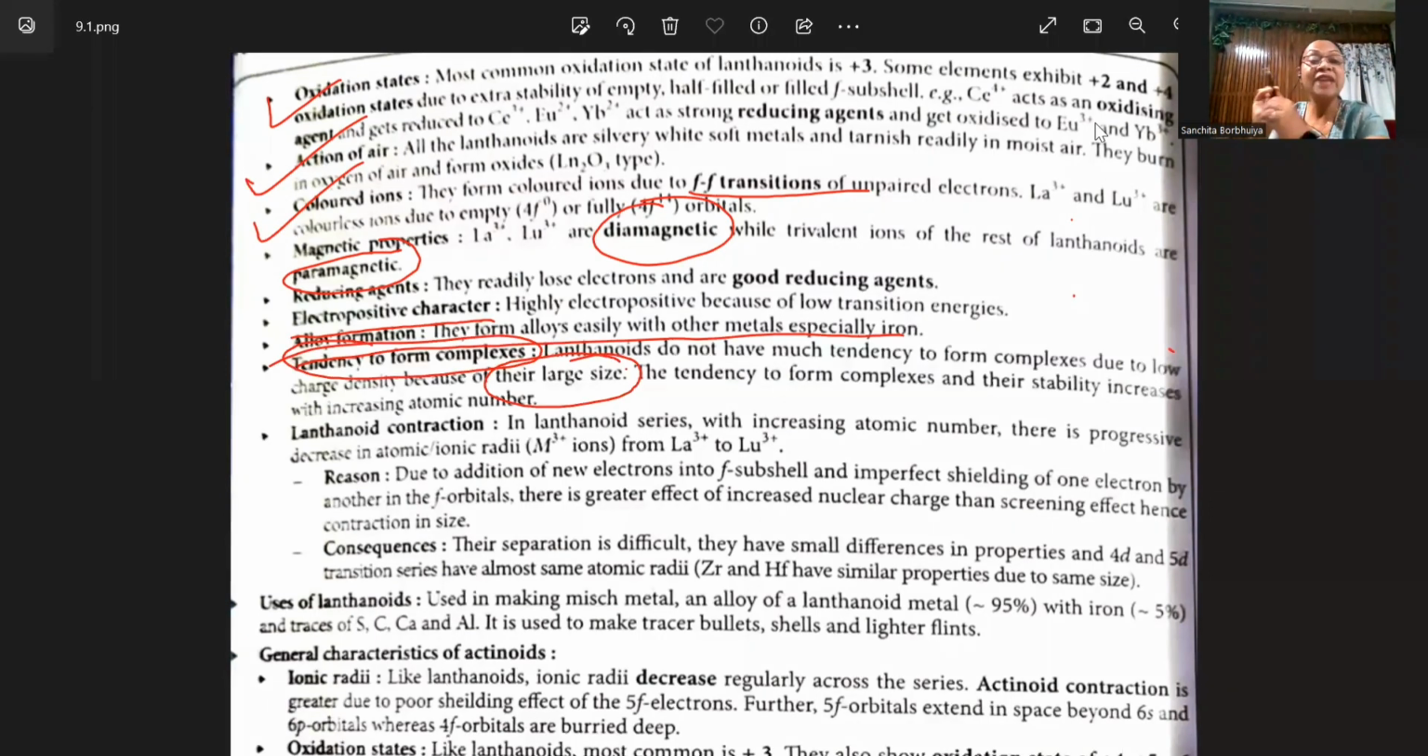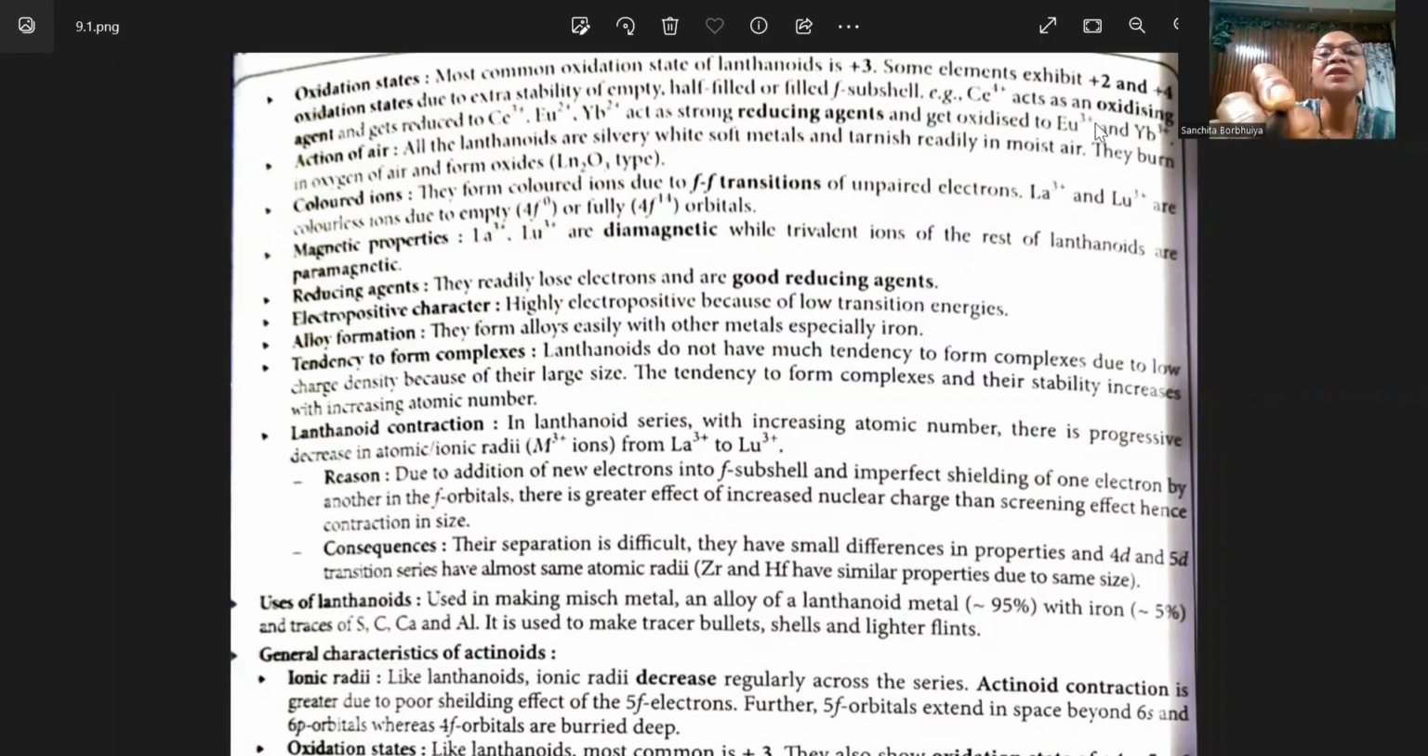They do not have that much tendency to form complexes. Why do lanthanoids not have? It's just the opposite of the transition elements which we have just done. So here they do not have much tendency to form complex ions due to low charge density. So you understand that if you are allowing complex formation to happen, they should have high charge density, and because of their large size, they do not. In opposition, transition elements have small sizes and high charge density, and that is the reason they form complexes.